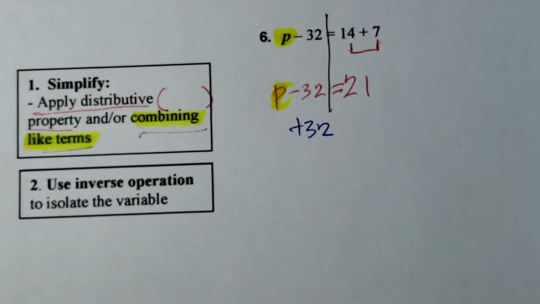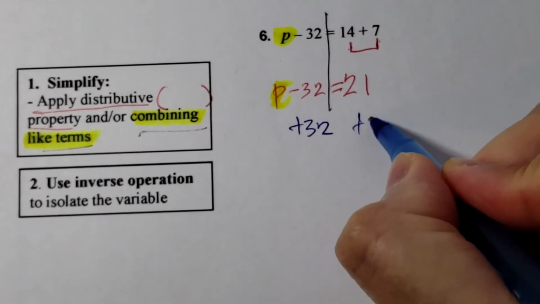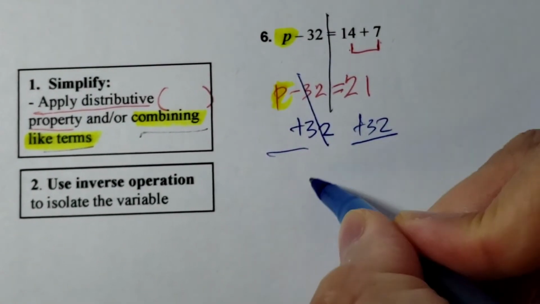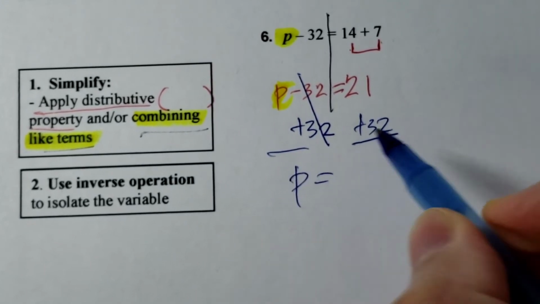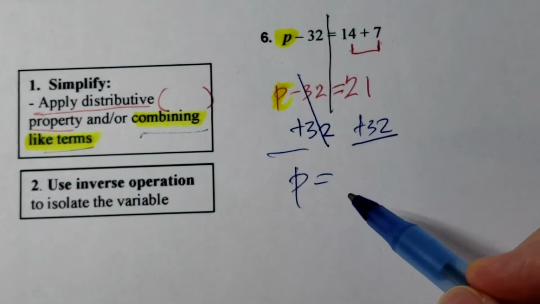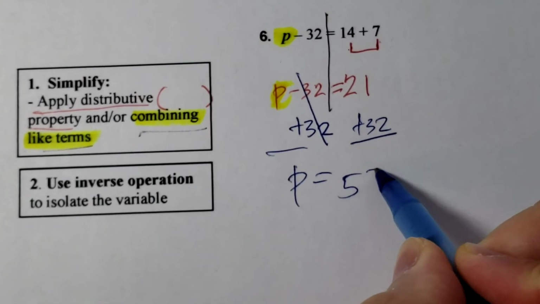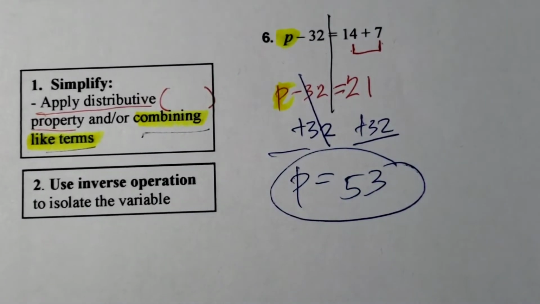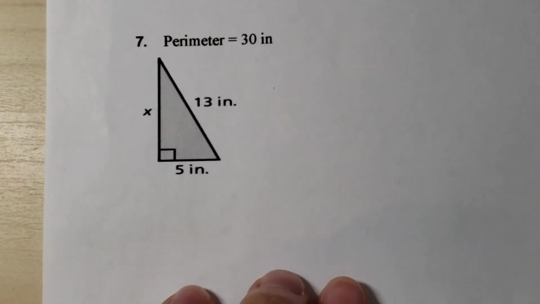Absolutely. Whatever you do on one side, again, do on the other side. So that's a 0. P is equal to, what's 21 plus 32? Yes, it is 53. And you're done. Okay? Now, let's do this.